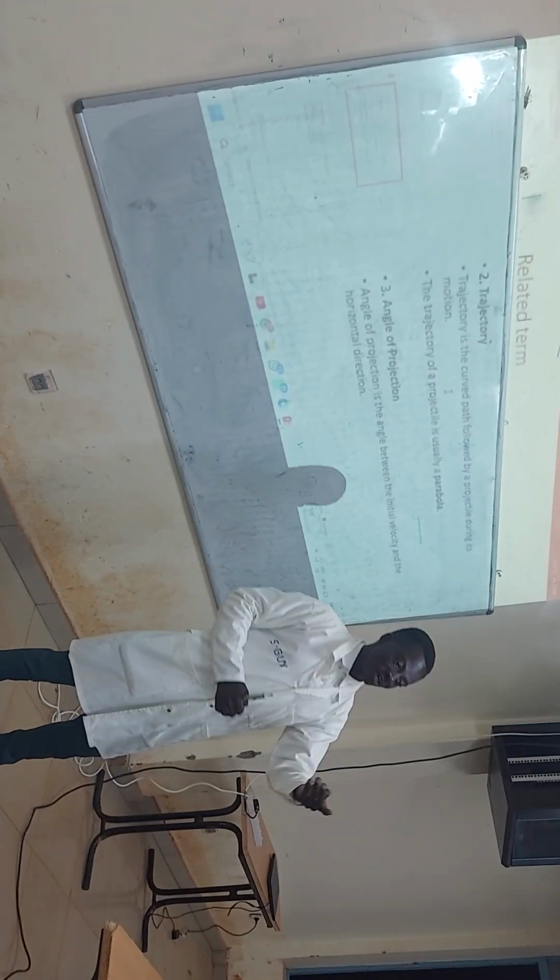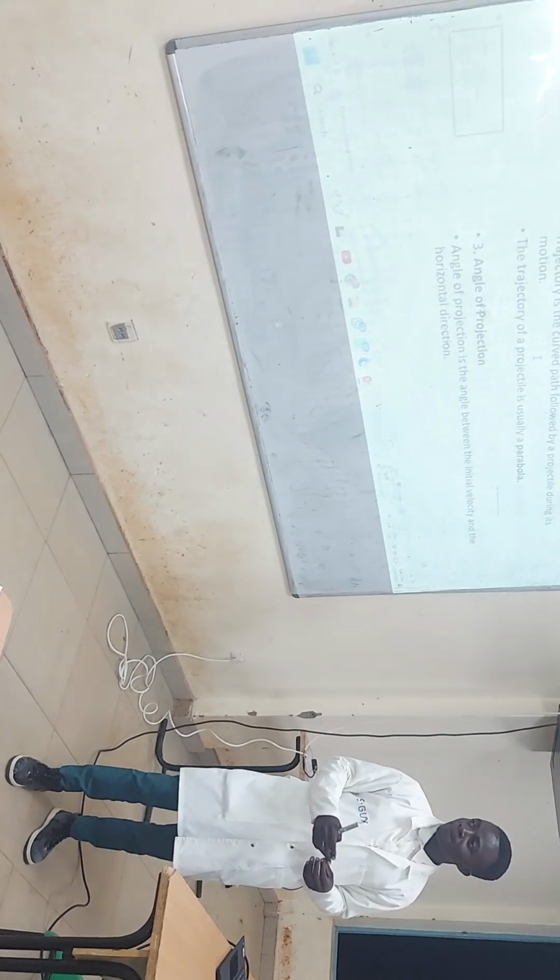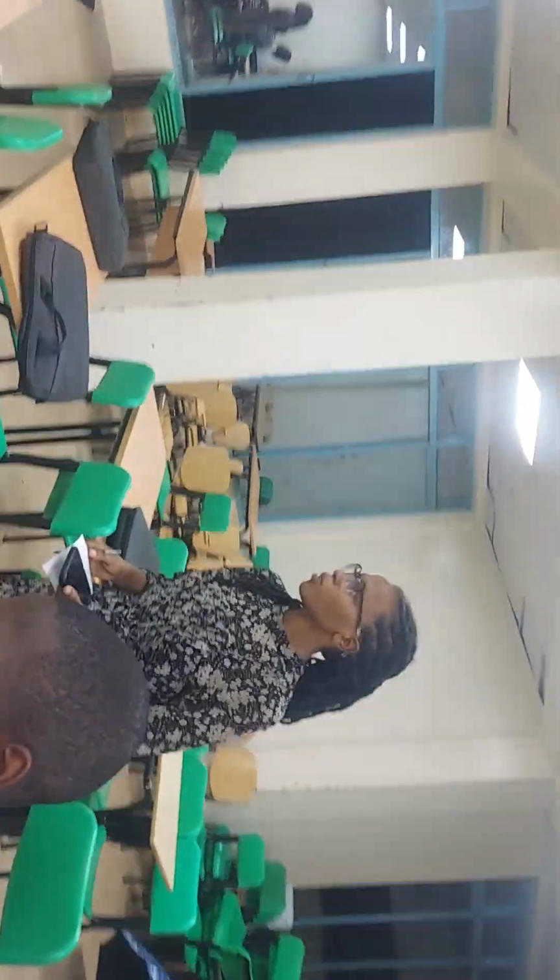Third one, stand up and read it. Thank you. The angle of projection is the angle between the initial velocity and the horizontal direction. Okay, thank you. Let us continue with the horizontal motion.